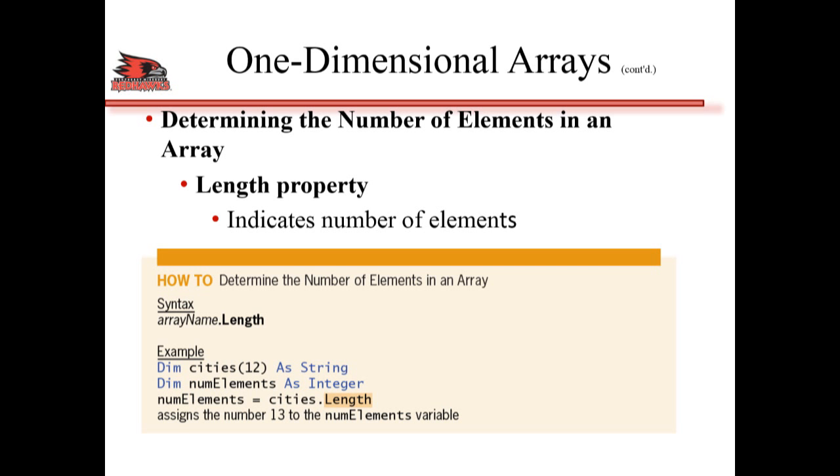So if you type in your array name dot length, that gives you the number of elements inside the array. Examples given here: that numElements variable is equal to cities, an array which we defined before that. If you put cities dot length, then that assigns the number of elements in the array called cities inside numElements.